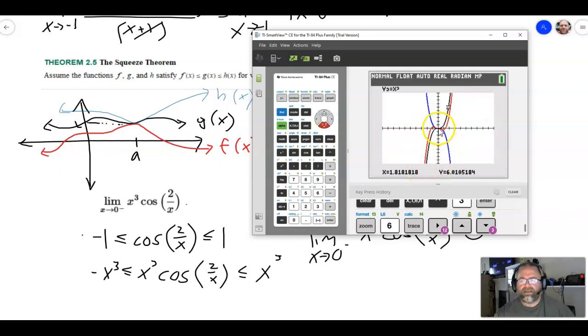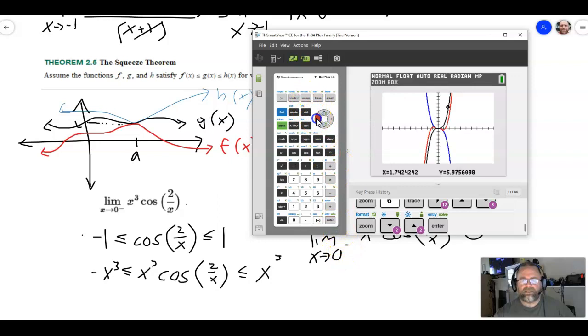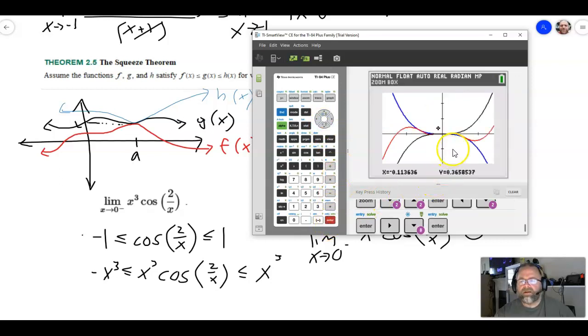And you can see that right when we get to 0 here, let me do a zoom box, to get a little bit closer so we can see a little bit better. And sure enough, the limit as they approach 0 from the left-hand side is all the same thing. We can actually see it's the same from the right side as well.